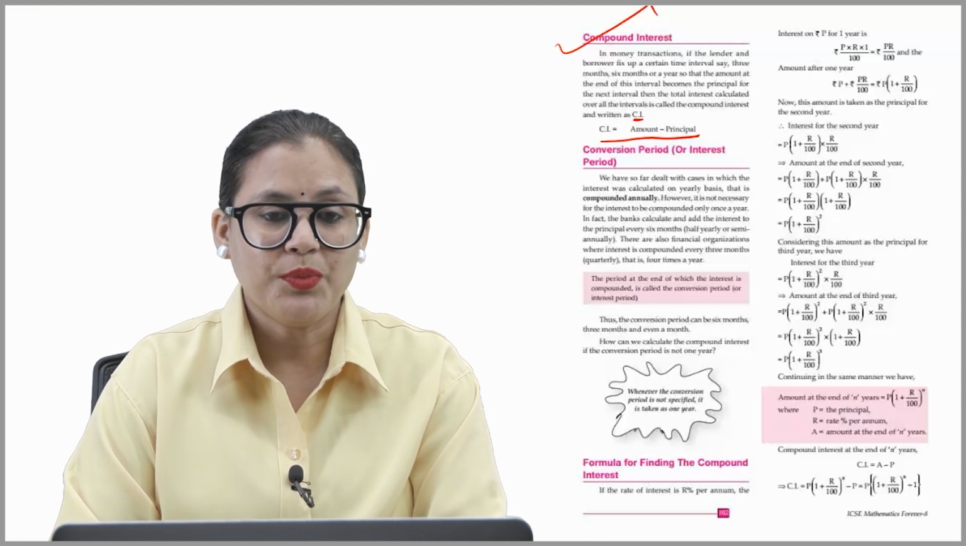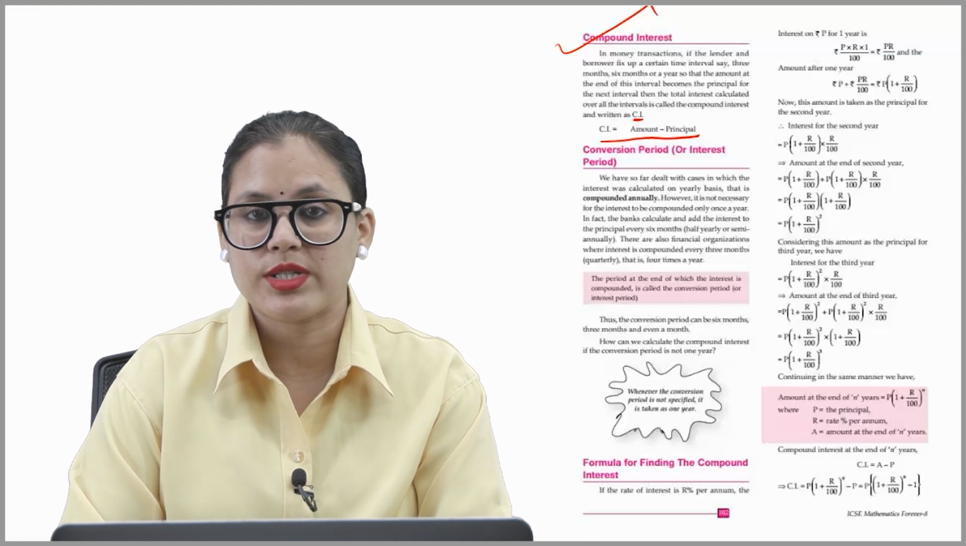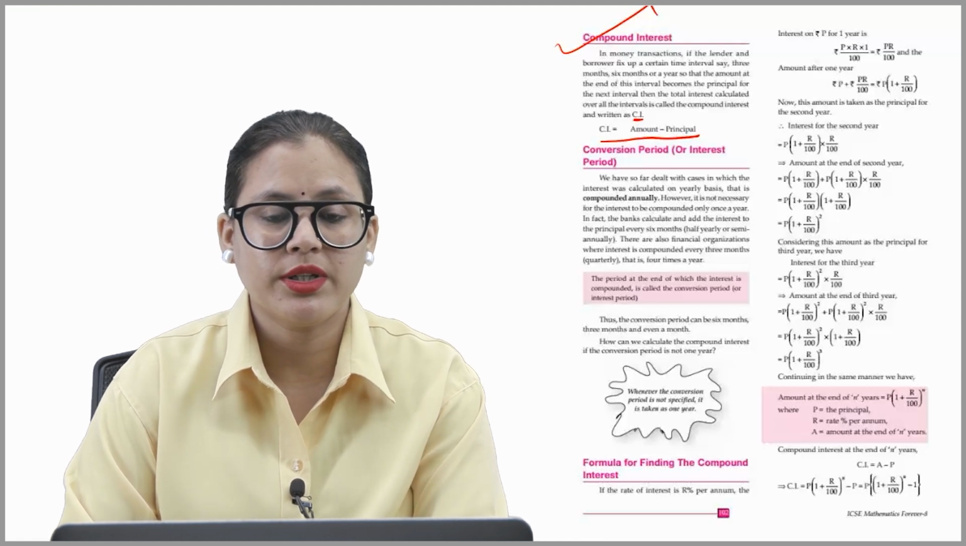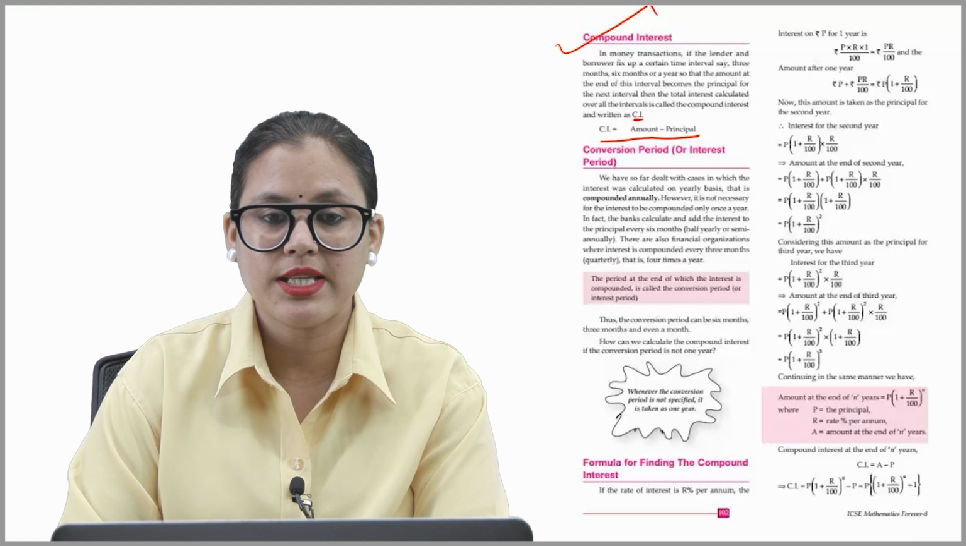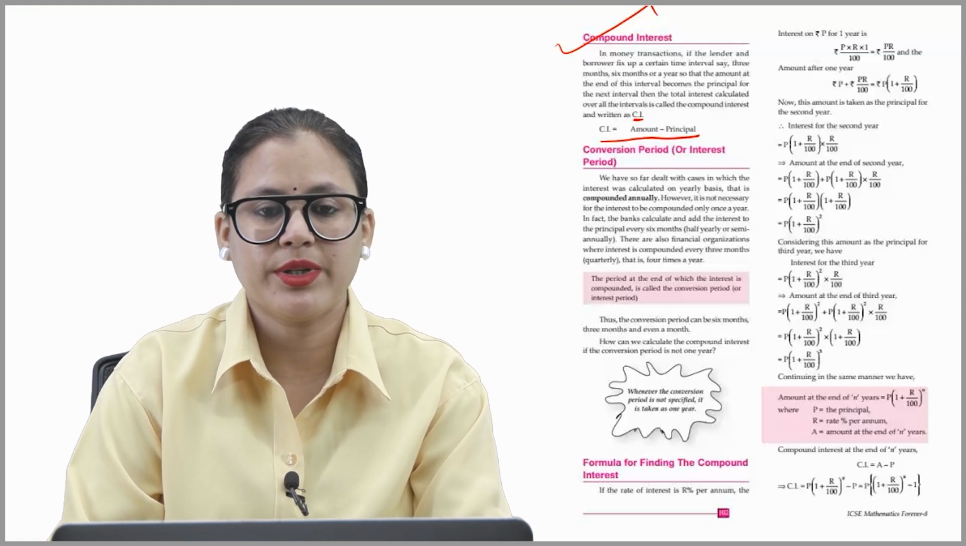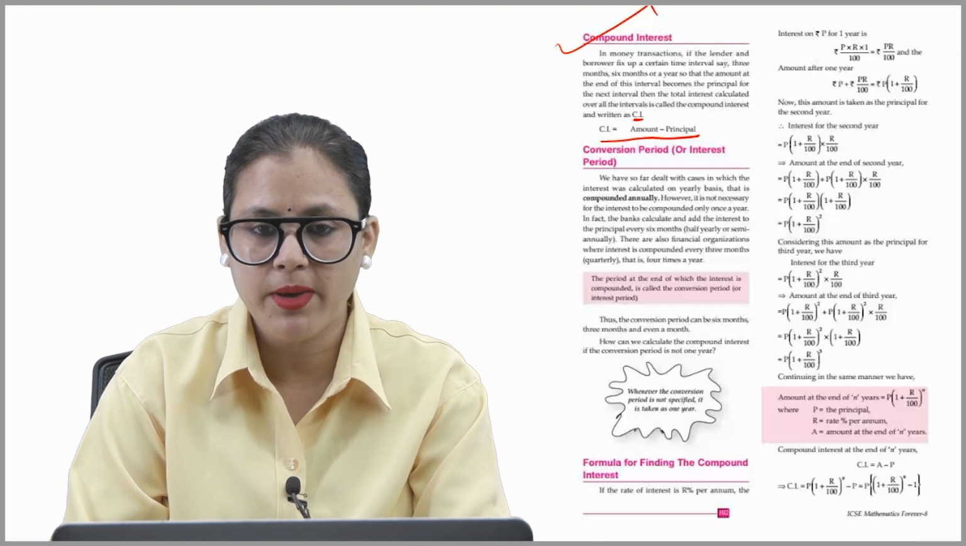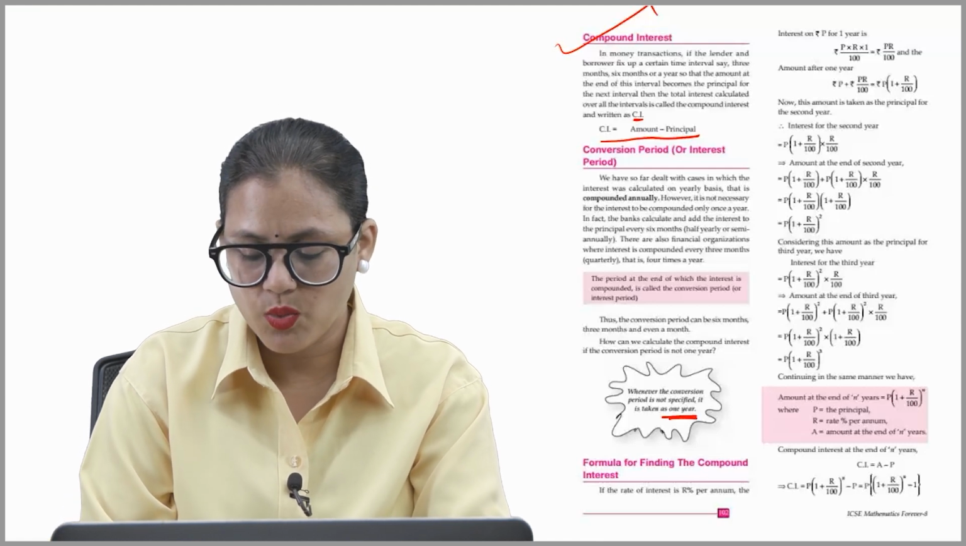Okay. The period at the end of which the interest is compounded is called the conversion period or interest period. Thus, the conversion period can be 6 months, 3 months and even a month. How can we calculate the compound interest if the conversion period is not 1 year? Whenever the conversion period is not specified, it is taken as 1 year.